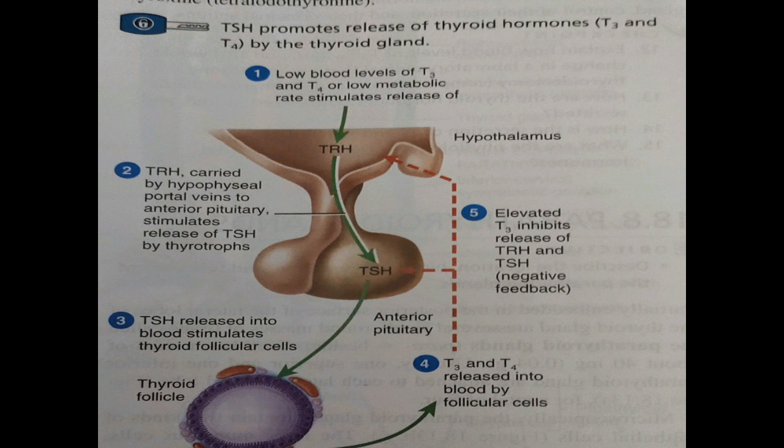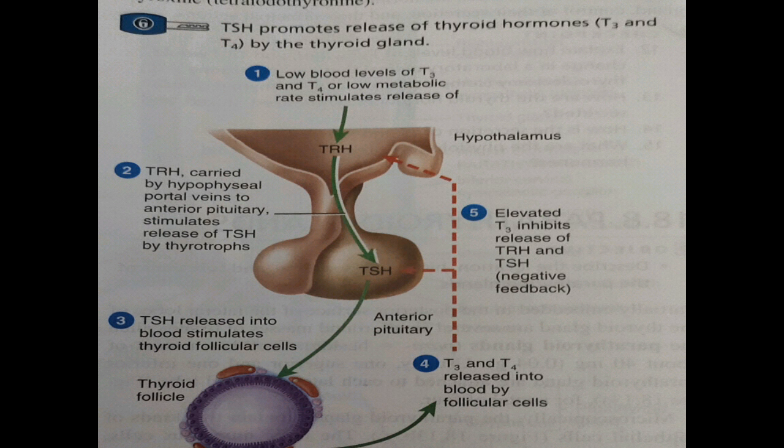So now we can see here, the first point: a low blood level of T3 and T4, or low metabolic rate, stimulates the release of TRH, thyroid releasing hormone. If there is a low level of T3 and T4 in the blood, it stimulates the thyroid releasing hormone. And then thyroid releasing hormone is carried by the hypophyseal portal veins to the anterior pituitary and stimulates the release of TSH, thyroid stimulating hormone, by thyrotropes.